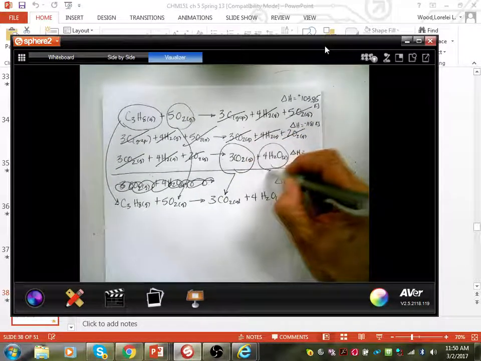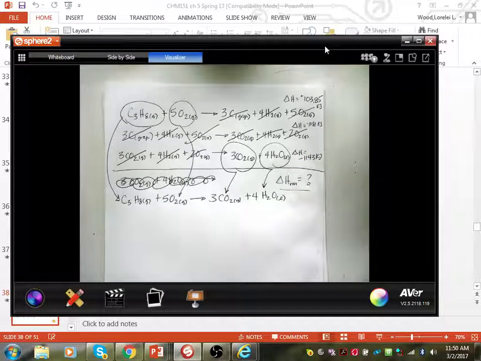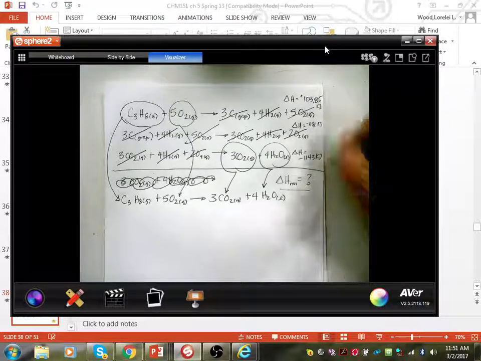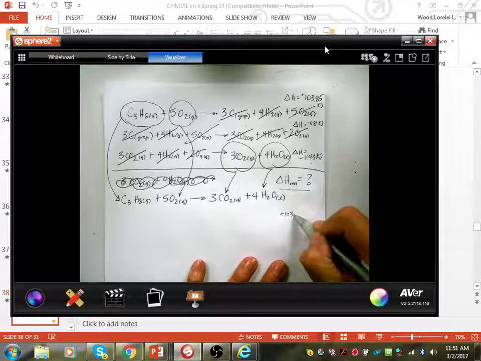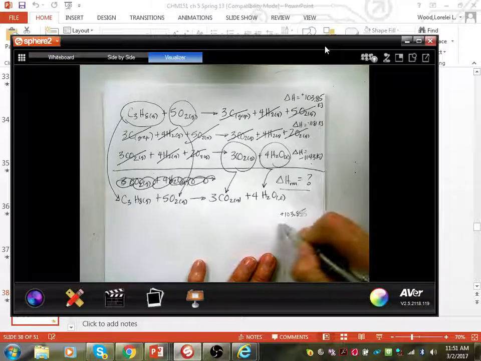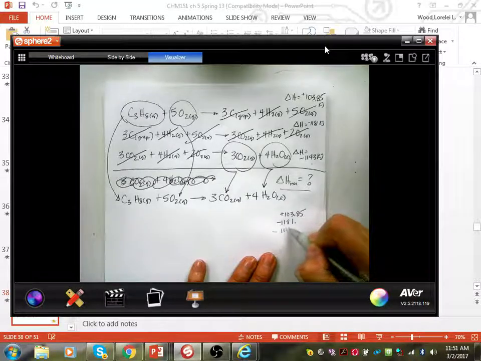All right, how do I calculate my overall enthalpy of the reaction? You sum up all these, right? So we take a plus 103.85, a negative 1181, and a negative 1143.